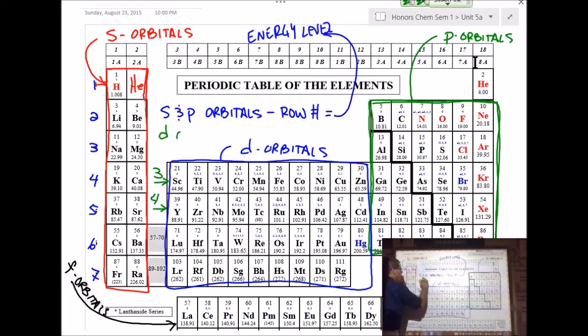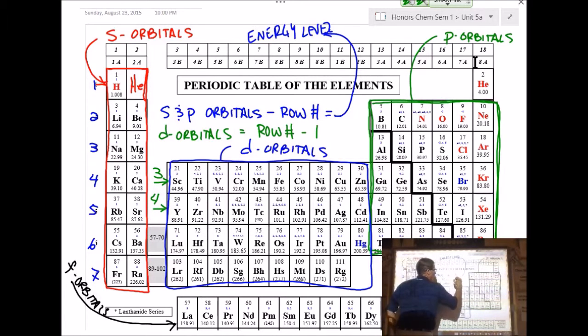But for d orbitals, it equals row number minus 1. Okay. So if you're in row 4, minus 1, it's 3. And then the f orbitals are row number minus 2. So the F start in the 6th row, but it's the 4F orbitals. A lot of information on that periodic table right now.